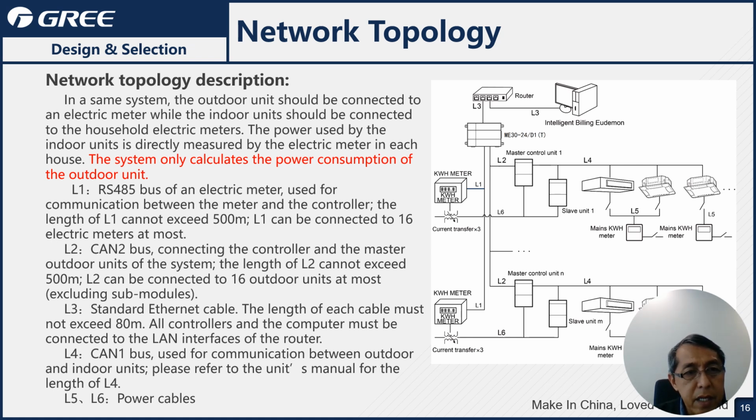Line 3, standard Ethernet cable. The length of each cable must not exceed 80 meters. All controllers and the computer must be connected to the LAN interfaces of the router.